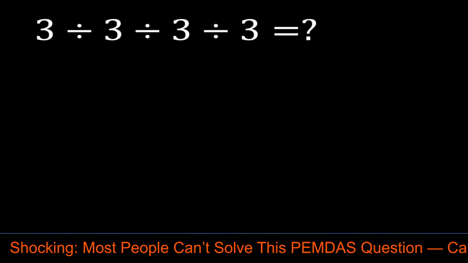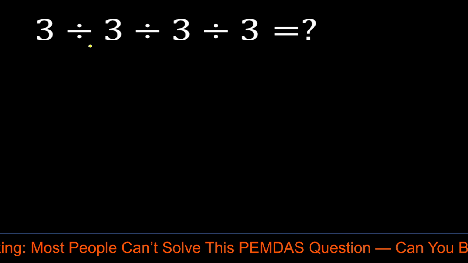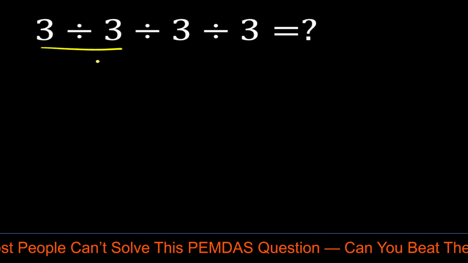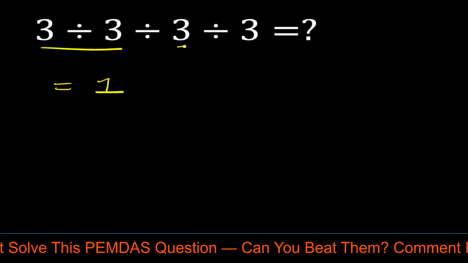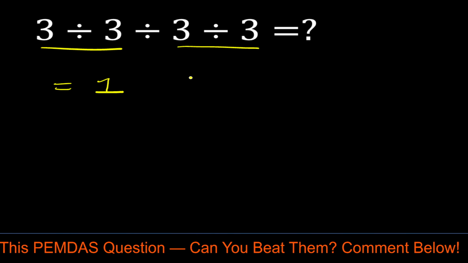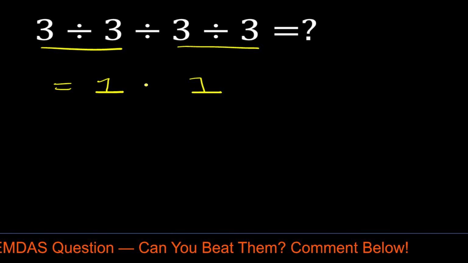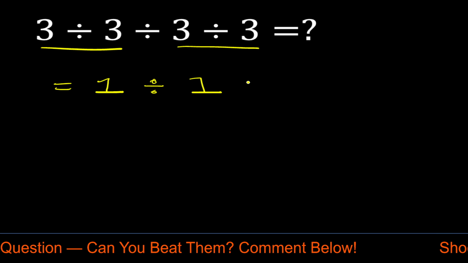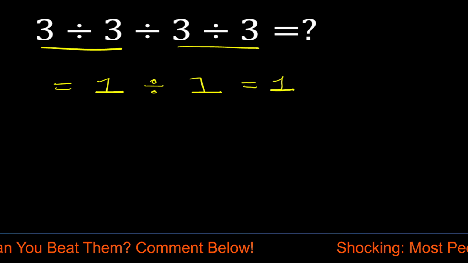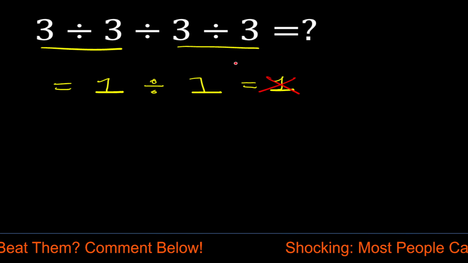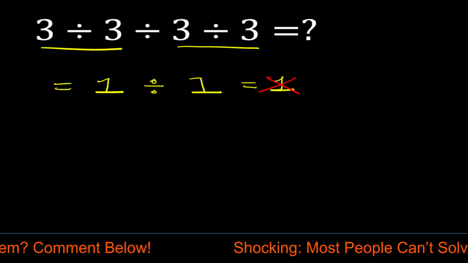So most people solve this question like 3 divided by 3. So 3 divided by 3 is equal to 1, right? Then again 3 divided by 3. So 3 divided by 3 is equal to also 1. Now 1 divided by 1. So 1 divided by 1 is equal to 1, right? But this answer is not correct. This answer is completely wrong.